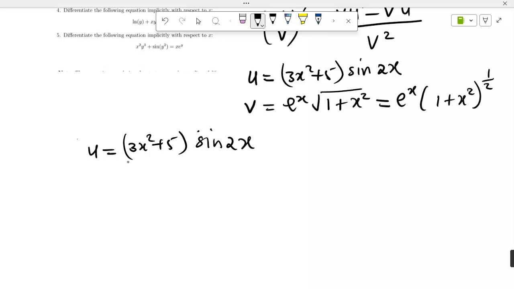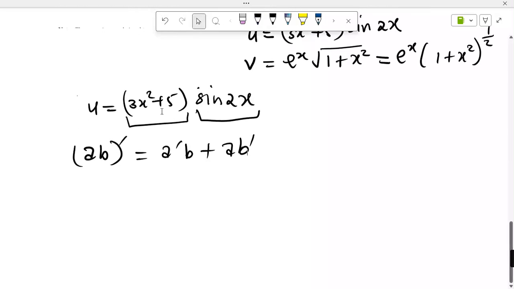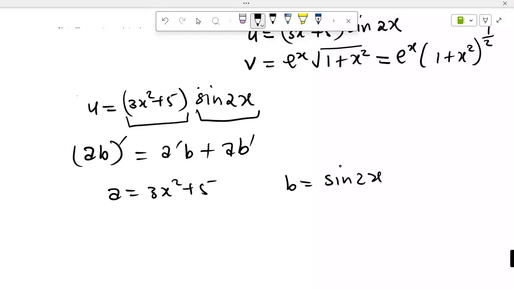it also comprises two functions multiplying with each other. So what do we use here? Product rule. Product rule again uses the symbols u and v, so I'm trying to avoid that. Let's say if you want to differentiate functions multiplying each other, you differentiate a, keep b constant, then you add, keep a constant, differentiate b. So we'll divide this function. You set the first part equal to a, the second part equal to b. So a equals 3x squared plus 5, then b equals sine 2x.